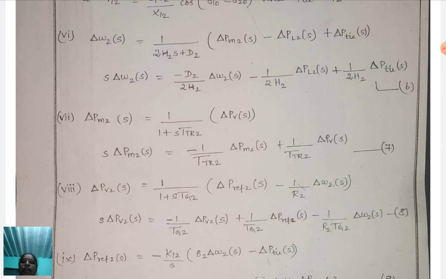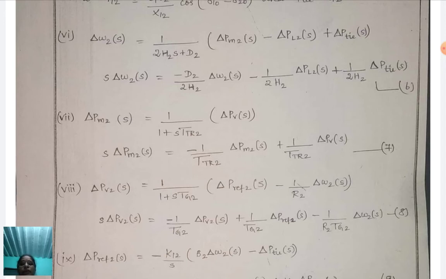So therefore del PM2 of s equals 1 divided by 1 plus s into T TR2 into del PV of s only. So therefore s into del PM2 of s equals minus 1 divided by T TR2 into del PM2 of s plus 1 divided by T TR2 del PV2 of s.